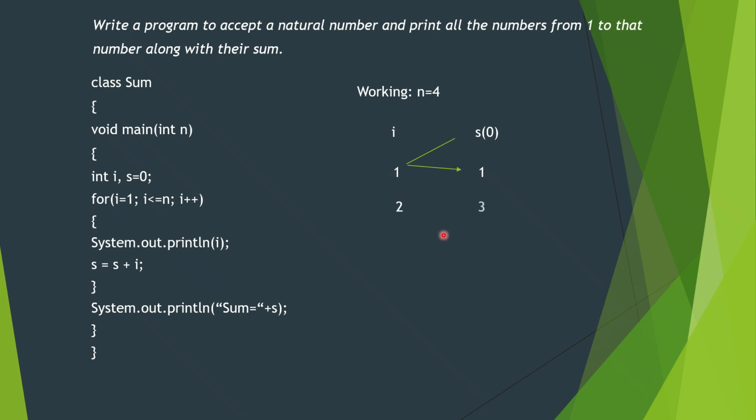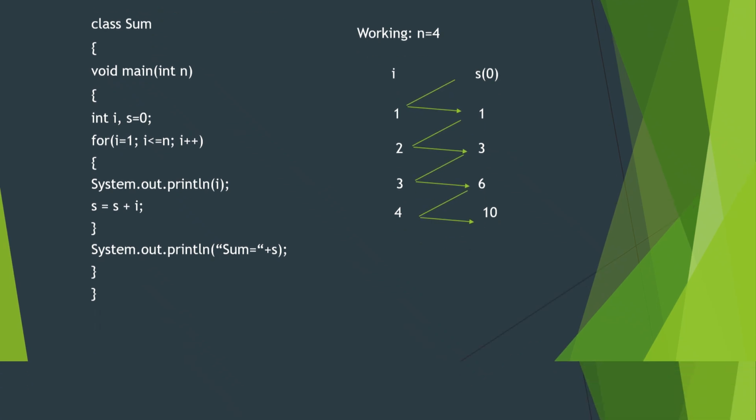Now the I value will be updated. I value is 2. Previous sum is 1. 1 plus 2 will become 3. Now again the I value is updated. Previous sum is 3 and I value is 3. So 3 plus 3 is 6. The I value is updated. Previous sum is 6. I is 4. 6 plus 4 is 10. So 10 is the final answer.